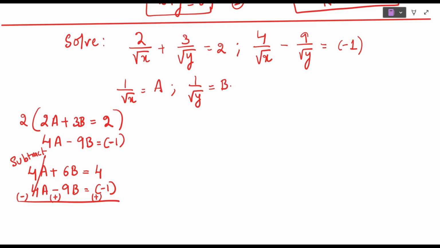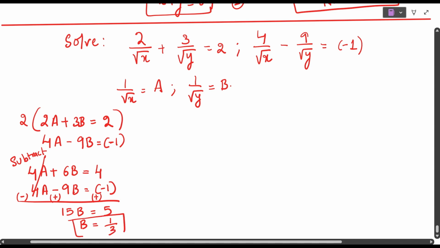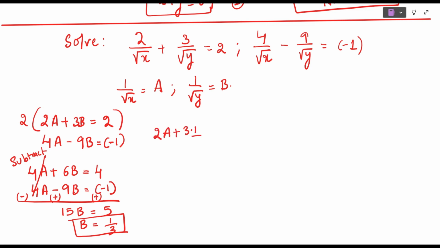So the first one, 4a minus 4a gives 0, and 6b plus 9b, how much, students? 15b is equal to 4 plus 1, 5. So what will be the value of b? This will be 1 by 3. Okay. Now find the value of A. So apply any one of the equations. 2A plus 3 into 1 by 3 is equal to 2. So 2A will be equal to 2 minus 1 and A will be equal to 1 by 2. Okay students. Now we got the values of A and B.